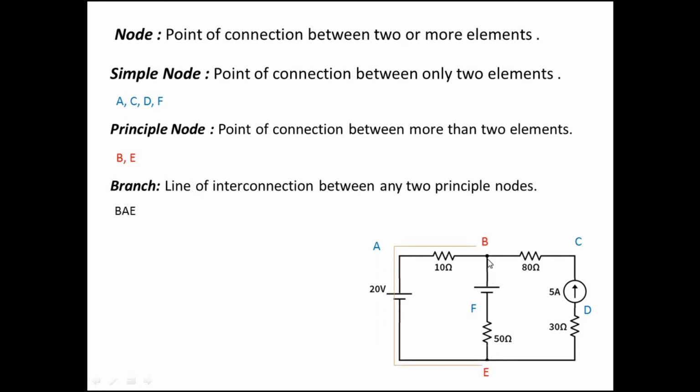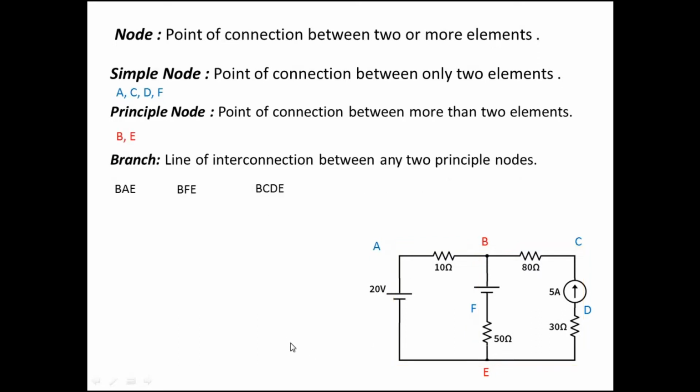Similarly, another possibility of interconnection between B and E is this line, this voltage source and 50 ohm. So it is another branch, BFE. Another possibility of interconnection between B and E is this part, this line. So it is another branch, BCDE. So there are total 3 branches.